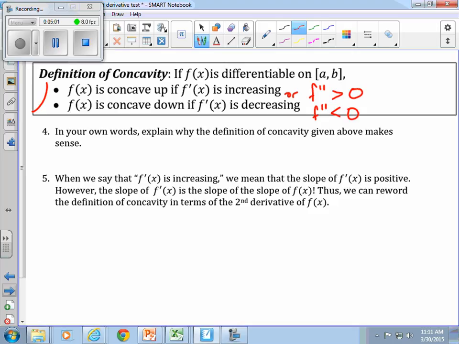However, the slope of f prime is the slope of f of x. So we were kind of talking about it. Thus, we can reword the definition of concavity in terms of the second derivative, which we're about to write down as its very own definition.